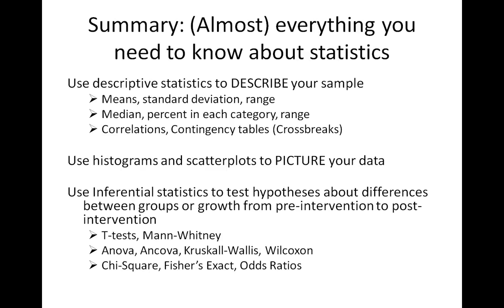You would use ANOVAs or ANCOVAs for three groups or more, Kruskal-Wallis or Wilcoxon if they're not normally distributed. And chi-square or Fisher's exact, which is like chi-square, except it gives exact p-values or odds ratios.